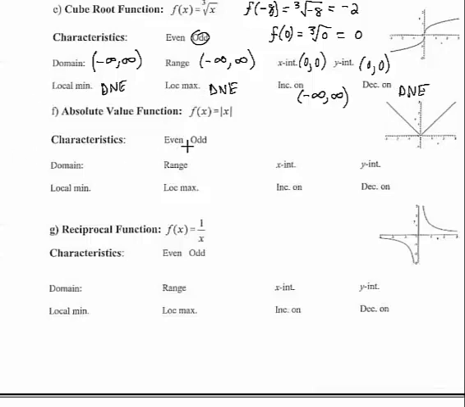Absolute value function. It's pretty distinguishable. If you're looking at a graph, it simply looks like a V. It could be upside or downside, like that. But we're not talking about the upside down version. We are talking about a positive absolute value of x. I'll erase that. Is it even or odd? Well, it's symmetric about the y-axis, so it is even.